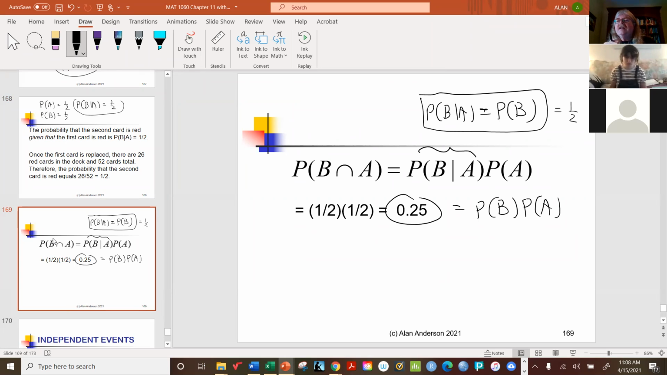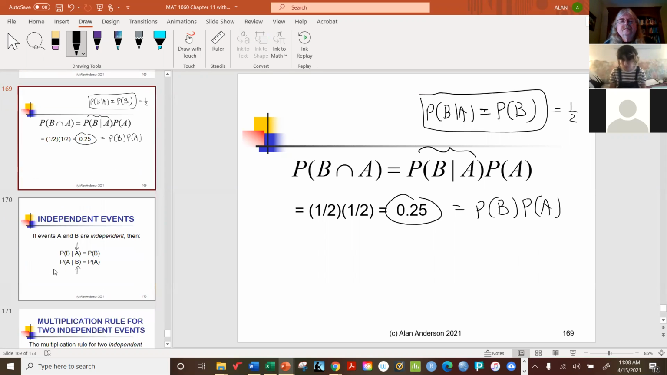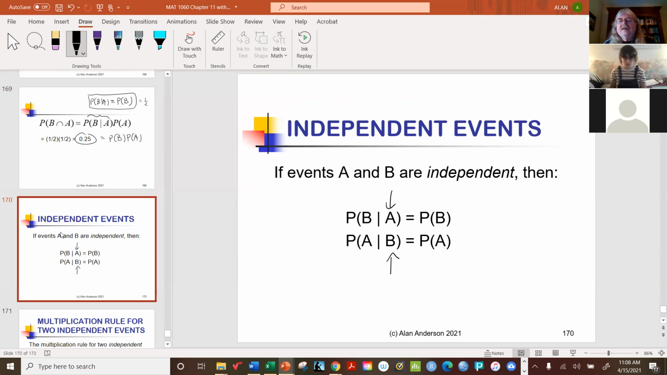Now, we're in a position to formally define what it means for events to be independent. The case with John and the weather was pretty intuitively clear, but we need to have a much more formal definition of what it means for events to be independent. And they'll be defined in terms of conditional probabilities. So in order for events to be independent, two things will be true. What are those two things? The probability of B given A is just the same as B by itself.